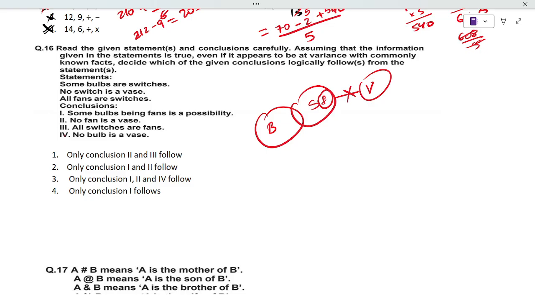We have conclusions 1, 2, 3, 4. Let's check conclusion 1. Some bulb being fan is a possibility. So bulb being fan is a possibility. They can touch. Yes, they can touch. So it's true.